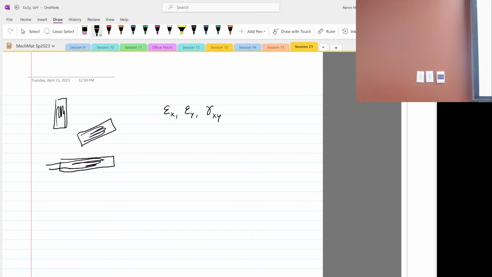Okay, so the difference between a normal stress and a shear stress, right? Yeah, transverse shear stress or twisting or torsional shear stress, right?